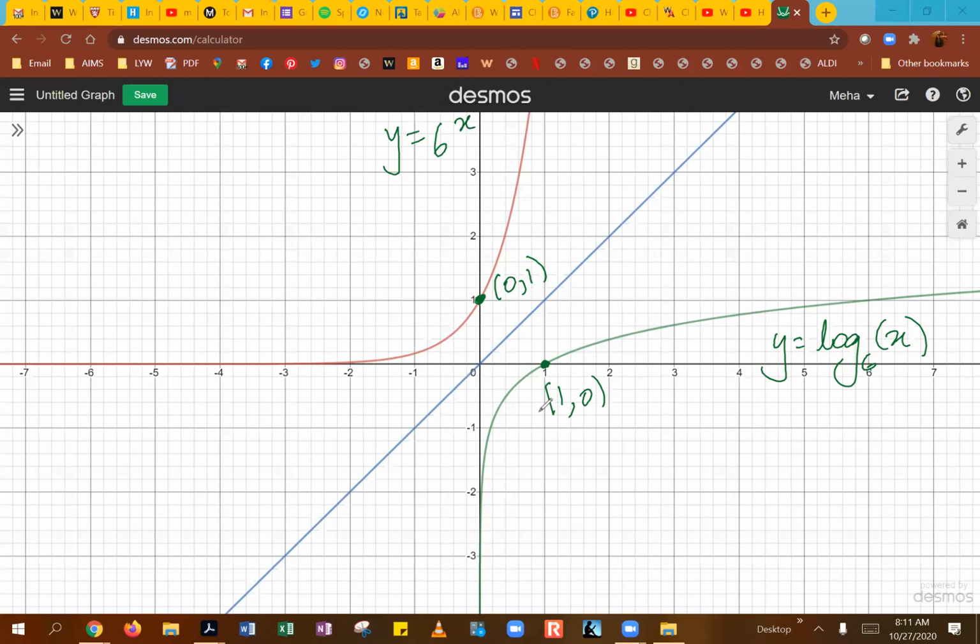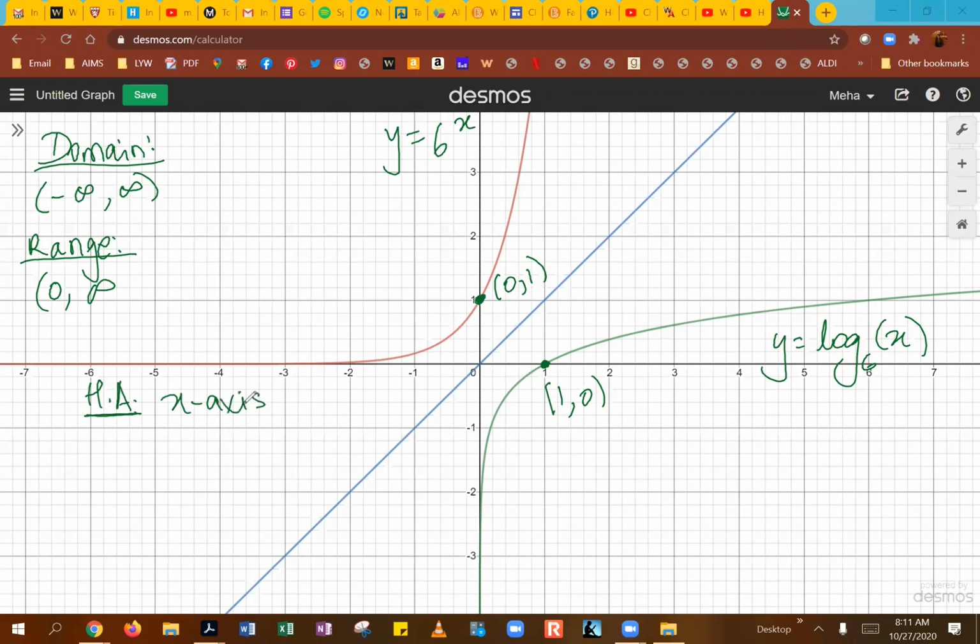If we talk about the domain and range, and I think I had mentioned that last time, the domain for our exponential function, of course, goes from negative infinity to positive infinity. The range, as we had talked about last time, goes from 0 to infinity, and we do not include 0, because we have a horizontal asymptote here at the x-axis, which is our equation y equals 0.